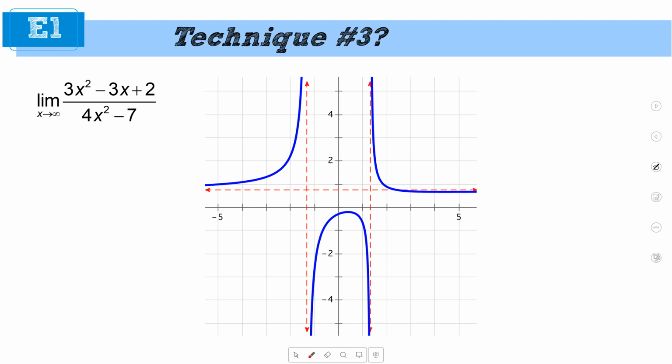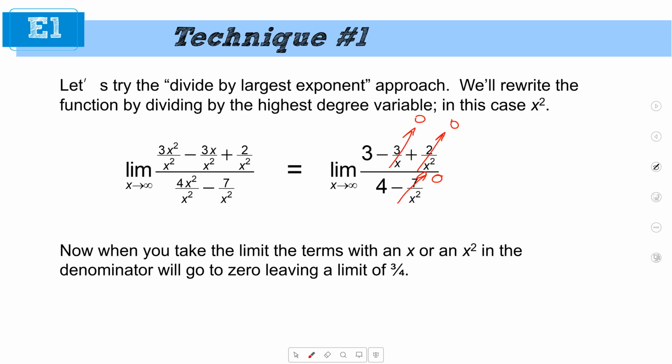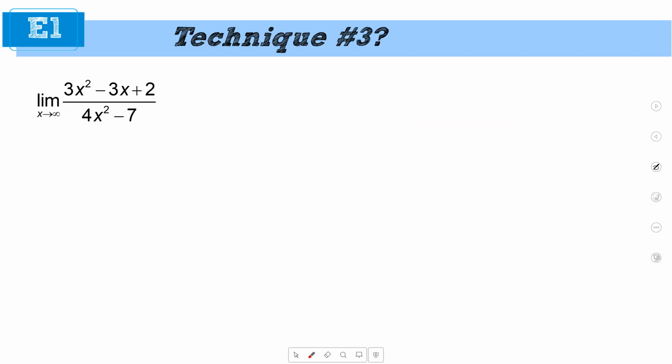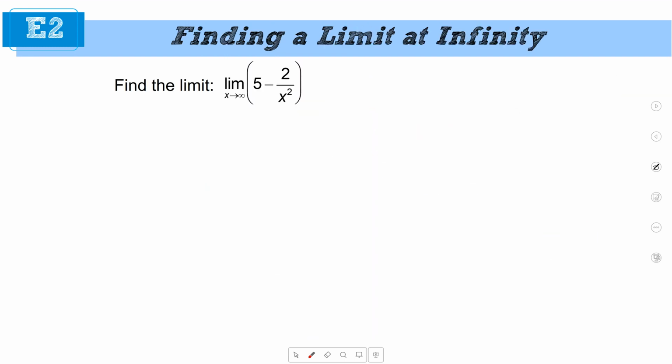Now, which of those three techniques are you going to use? I'm guessing most of the time you're going to use the horizontal asymptote approach because you might not always have a calculator, you might not always have Desmos, and nobody in their right mind is going to want to do that mess. But you can if you're feeling saucy. Okay. Try that one.